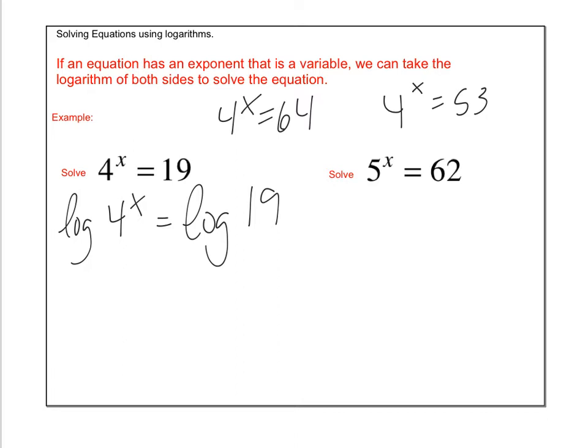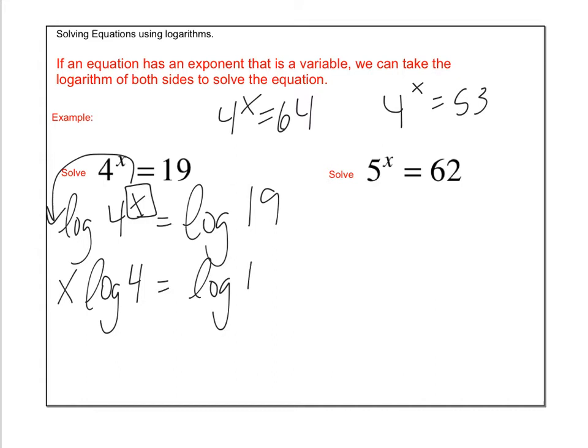So log base 10 of 4 to the x on the left-hand side, I can go ahead and take this exponent and bring it out in front. I'm implementing my exponent property that I learned last week, so we can rewrite it as x times the log base 10 of 4 equals the log base 10 of 19. And the log base 10 of 4 is a number. It's an ugly number, but it's a number.